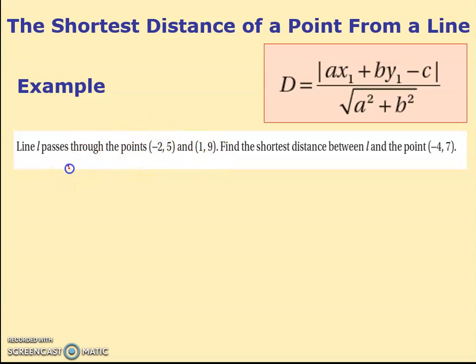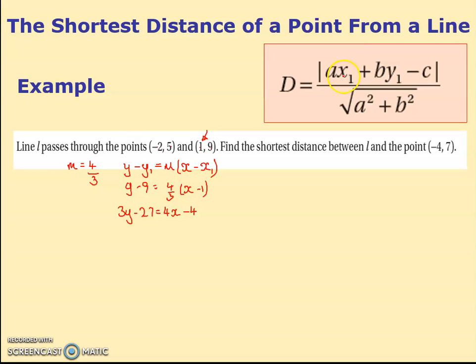So the first thing I want to do is find the gradient between them. 9 take away 5 is 4. 1 take away minus 2 is 3. So I now know the gradient of my line is 4/3, and using this standard maths from year 12 formula, I can find the equation of this line. Pick either, I'm going to use the 1, 9 because they're nicer numbers. So y minus the 9 equals 4/3 x minus that 1. Move the 3 over to the other side, I get 3y minus 27 equals 4x minus 4.